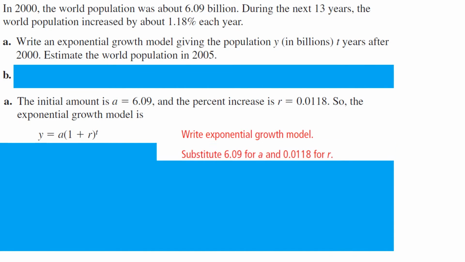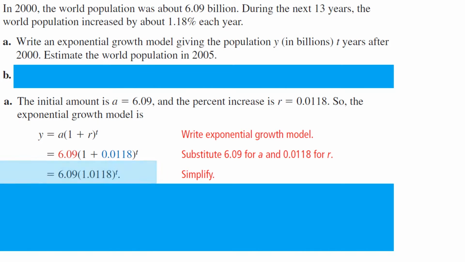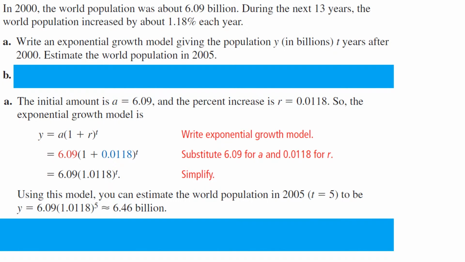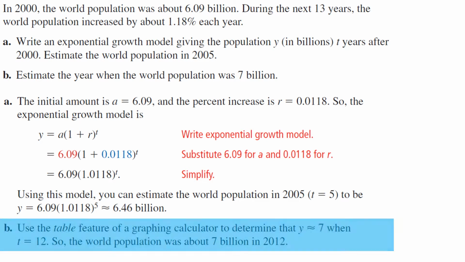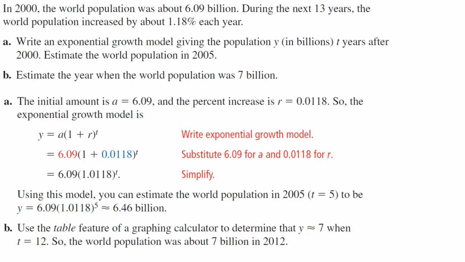For R, we plug in 0.0118. So there's our equation. So for 2005, plug in t is 5, we get about 6.46 billion. When is the population 7 billion? Use a table feature.